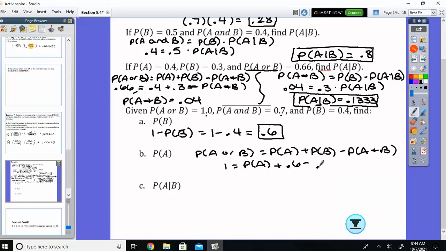A and B was 0.7. This is a bad problem. This doesn't even work, does it? Oops, can I adjust something? Sorry, make this probability of A and B, let's make that a 0.3. Sorry about that. Okay, so then subtract your 0.3, so the probability of A is 0.7.